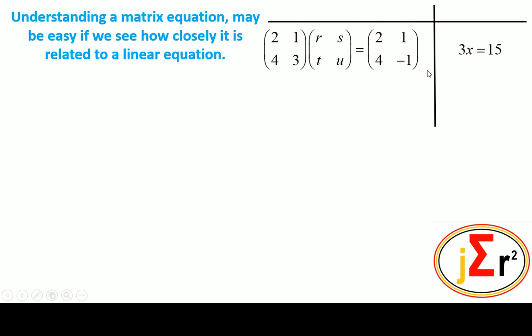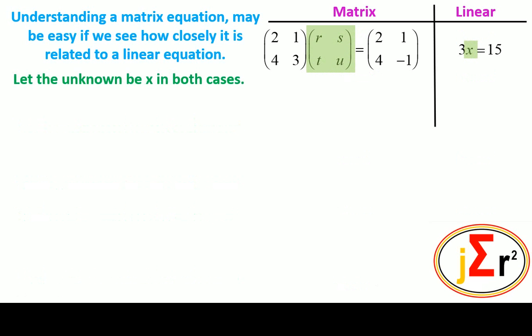Now we have the matrix equation right here on the left, which is a system of equations that we are using a matrix to solve. On the right hand side, we have a single linear equation. Let the unknown be x in both cases, and we are constructing an analogy between the matrix equation and a single linear equation. The unknown will be x in both cases.